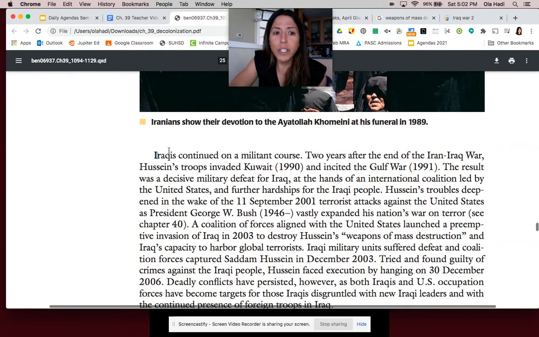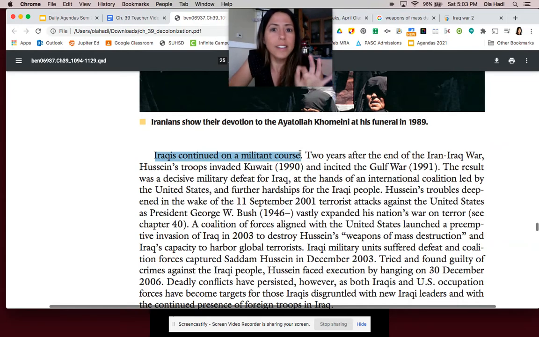And then I really dislike this sentence in your book. It says Iraqis continued on a militant course. This is not cool. This is trying to say that Iraqis are their government. It would be like saying that every American agreed with the president, whether that president was Trump or Biden, and that's not the case, right? Sometimes the government is separate from the people.